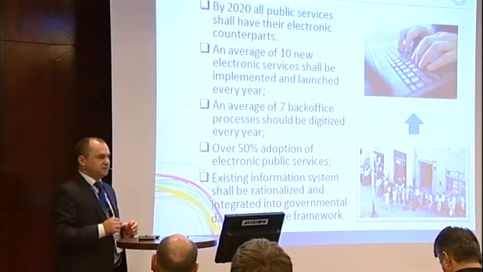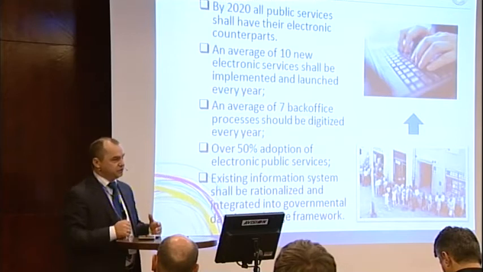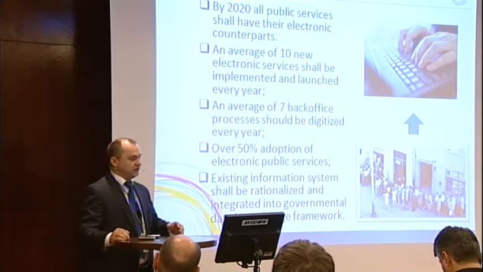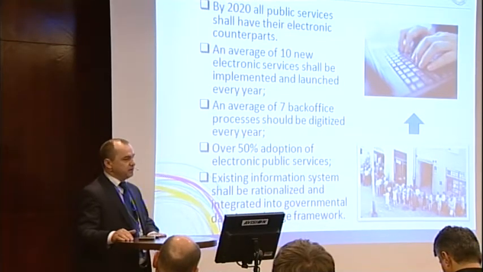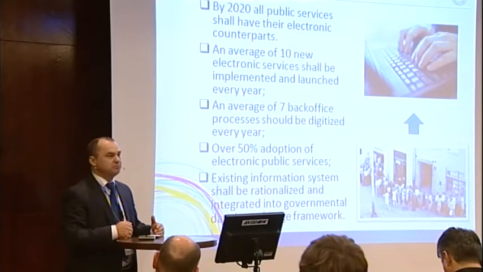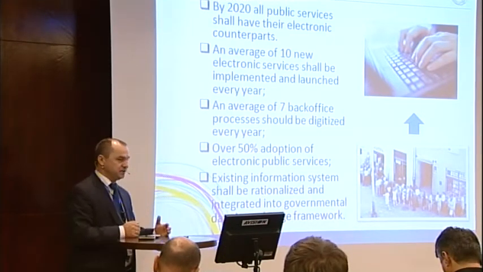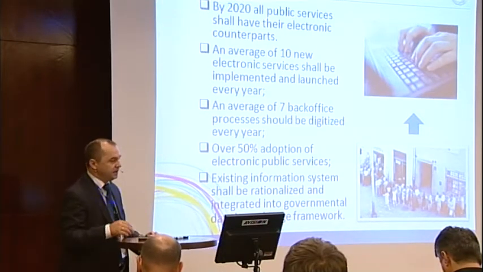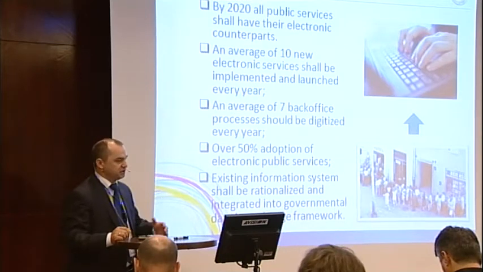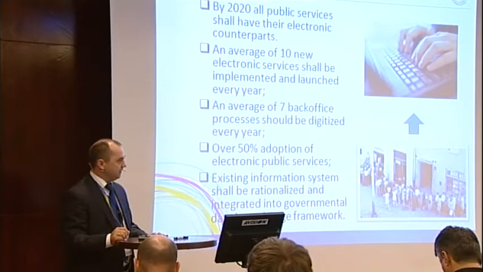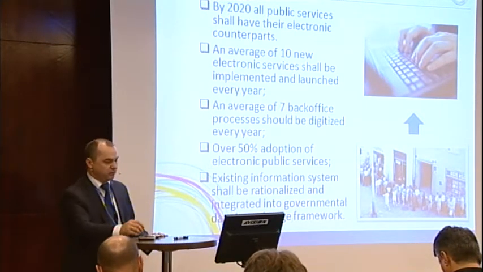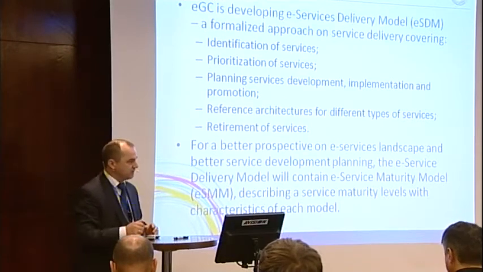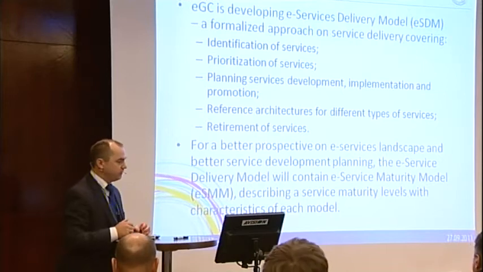So, starting from these generic objectives, we developed a strategic program which states that by 2020 we have to have all e-services implemented and all physical services have to have their electronic counterpart. So in this time frame, we'll have to deliver almost yearly 10 to 12 services, and at the same time we'll have to digitize the back offices as one of the preconditions of delivering these services. Again, 7 to 8 back offices digitized yearly. And we hope by that time we will have a 50% or more adoption of electronic services. So this is how we want to change our service delivery model. So this is how we want to change the life of our citizens.